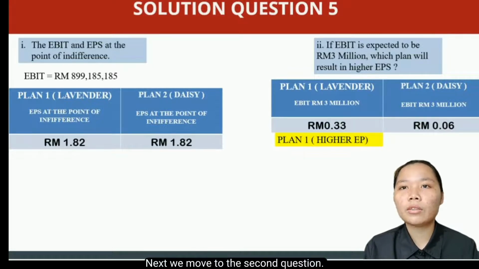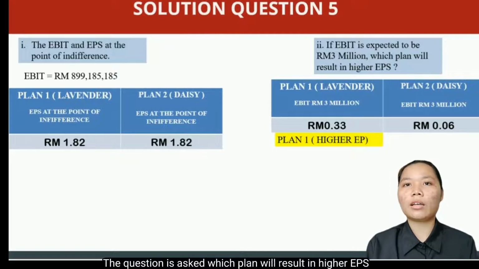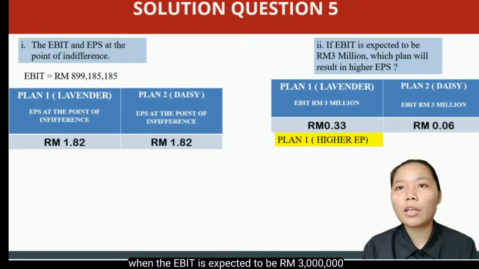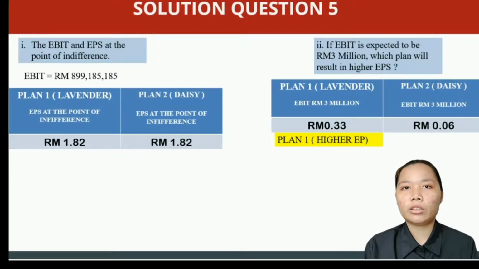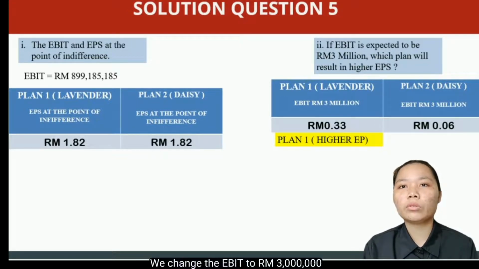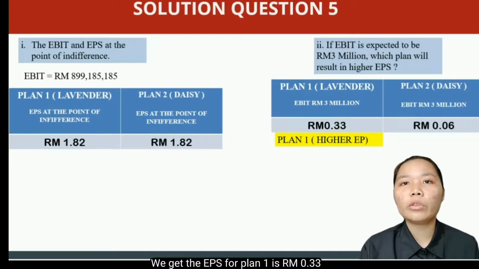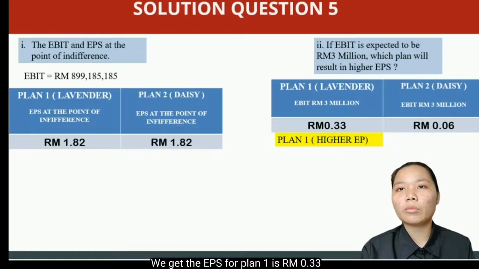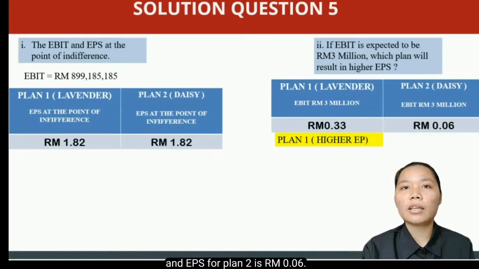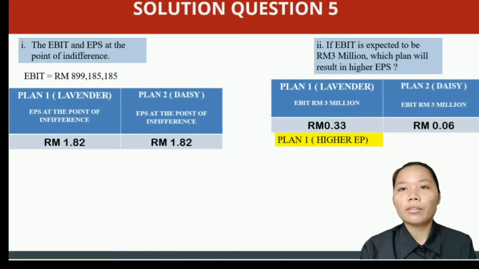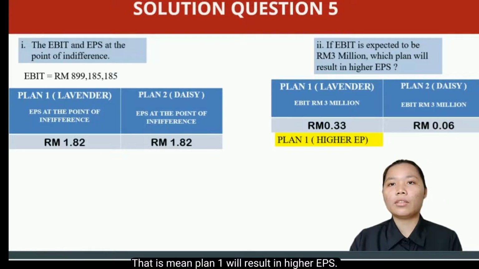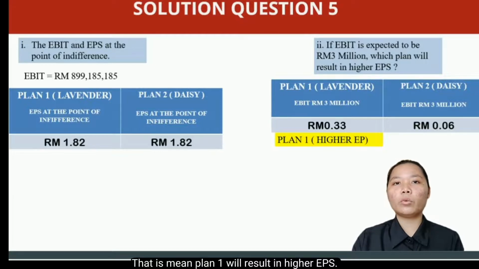Next, we move to the second question. The question asks which plan will result in higher EPS when the EBIT is expected to be 3 million ringgit Malaysia. We change the EBIT to RM 3 million to find the EPS. We get the EPS for plan 1 is RM 0.33, and the EPS for plan 2 is RM 0.06. That means plan 1 will result in higher EPS.